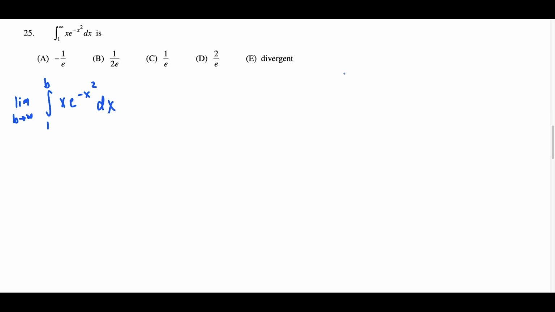But I want to do most of the work on the side, and we're going to do a U-substitution where u is equal to negative x squared. So then du is equal to negative 2x dx. And if I want to solve for x dx, I'm going to move the negative 2 over, and it gives me negative 1/2 du is equal to x dx.